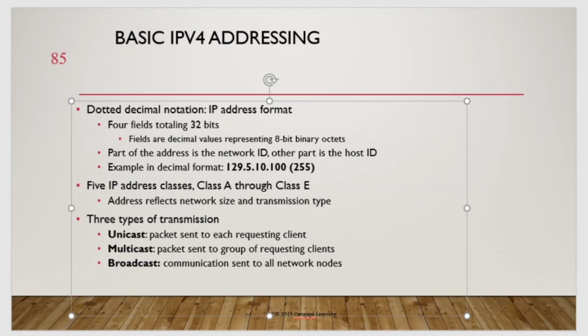Now, the IP version 4 has 5 classes. Class A, Class B, Class C, and then Class D. The address reflects the network size and transmission type. So we have 3 types of transmission. We have unicast, which means packets or internet data are sent to each requesting client. And we have multicast. Packet is sent to a group of requesting clients. And then we have broadcast. Communication is sent to all network nodes. So, the 5 IP classes and 3 types of transmission will be discussed as we progress to this topic.